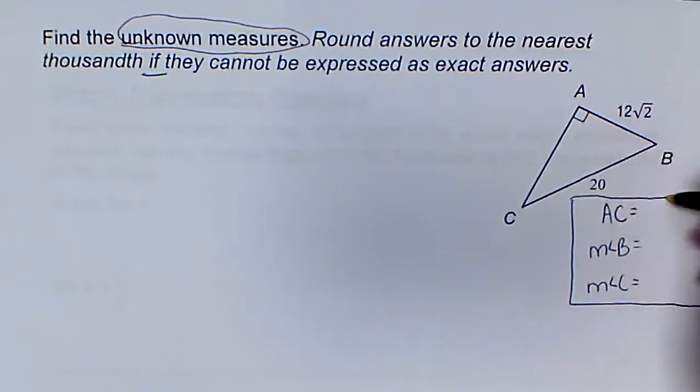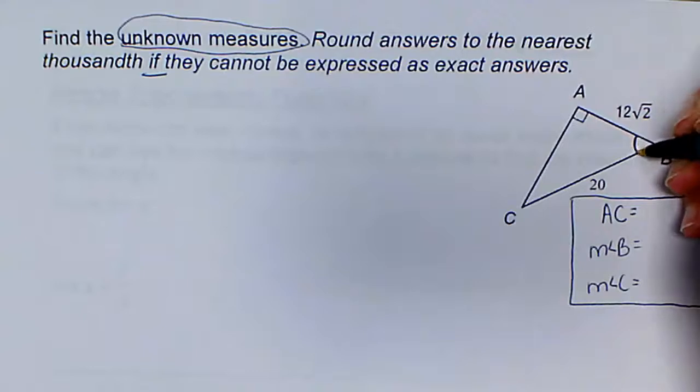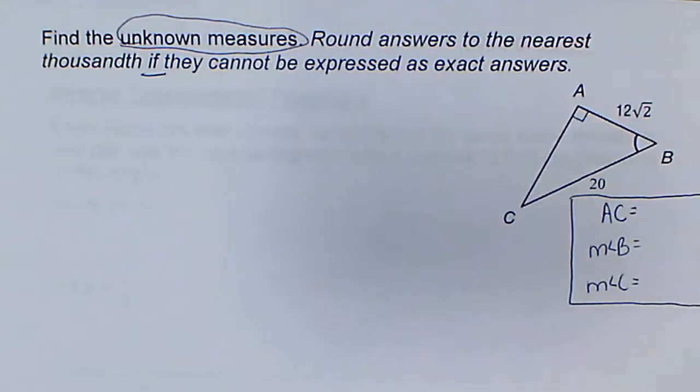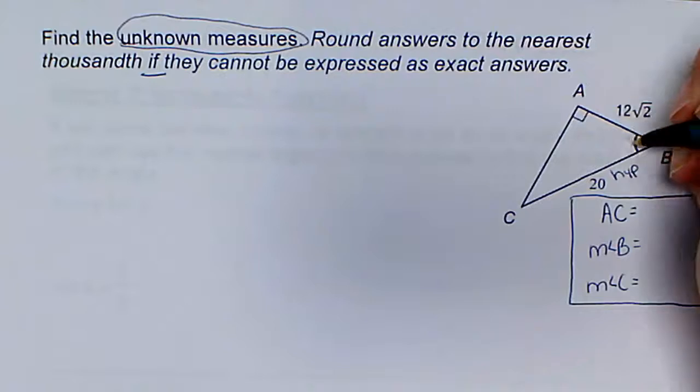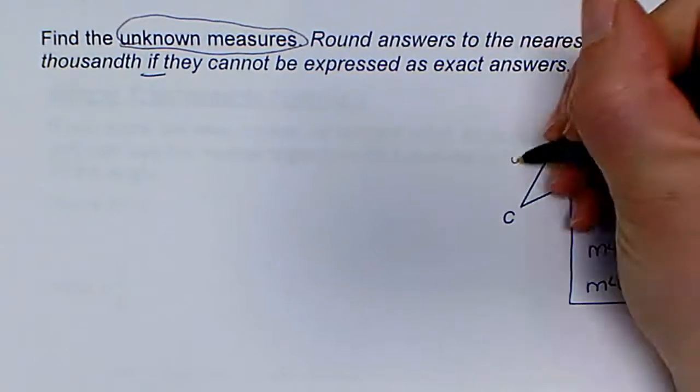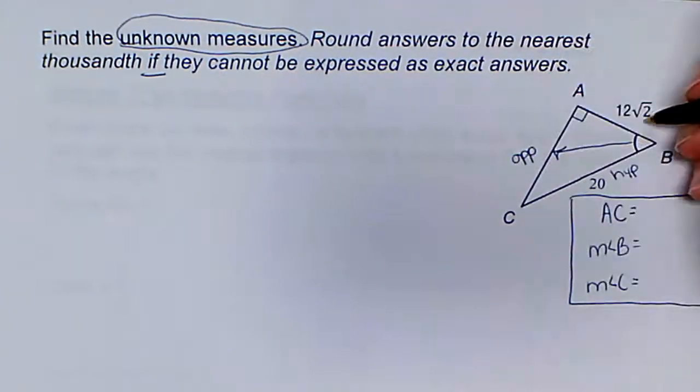So you can really do these in any order that you want. A lot of people choose to use the Pythagorean theorem first and find the missing side length, and that's totally fine. However, I'm going to start with finding the measure of angle B. So if I'm finding the measure of angle B, I need to label. CB is always going to be the hypotenuse. The opposite side over here is side AC, and then this would be the adjacent.